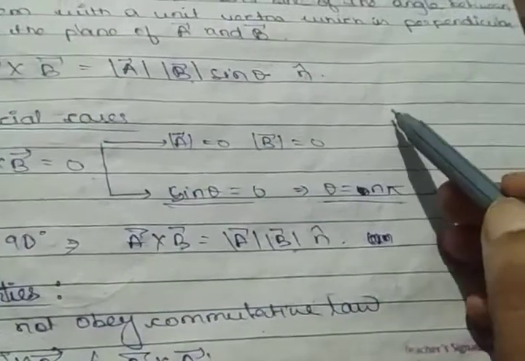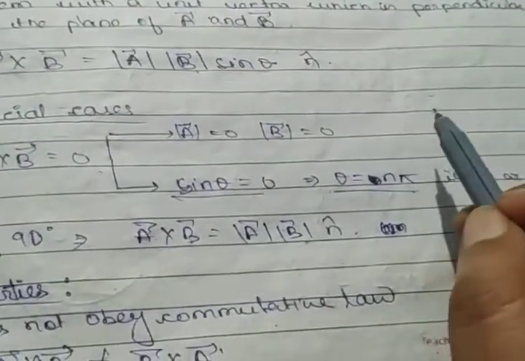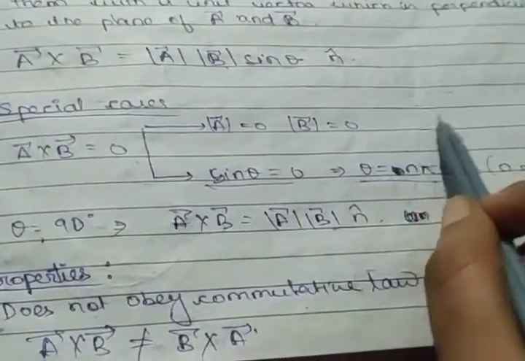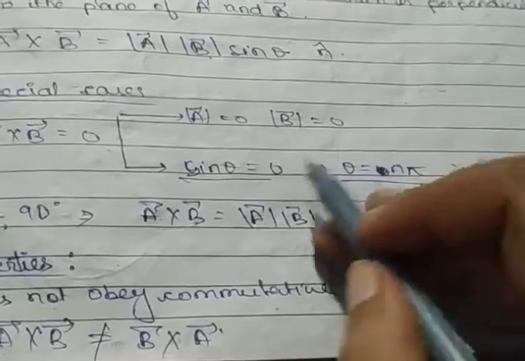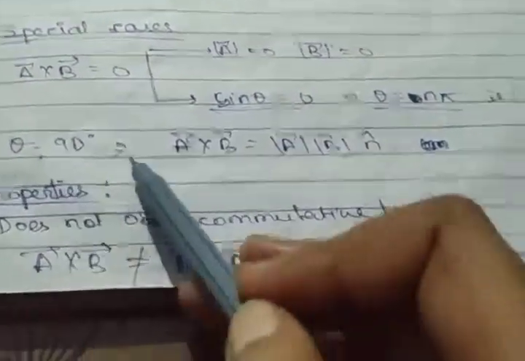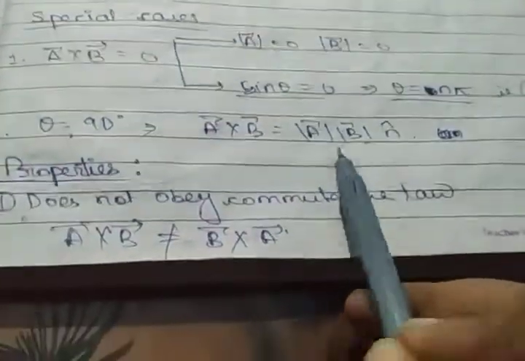So here can you understand, there we studied when it was parallel, it was giving us the maximum value. Here what is happening? Here, when the vectors are parallel, we are getting the 0 value. Then when it is 90 degrees, we know sine 90 is equal to 1. So here the cross product will be maximum.